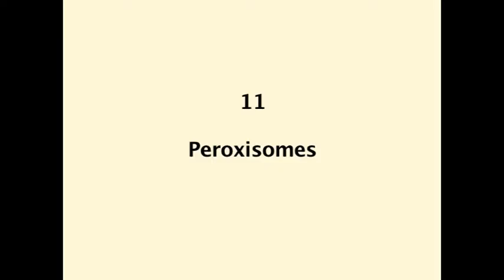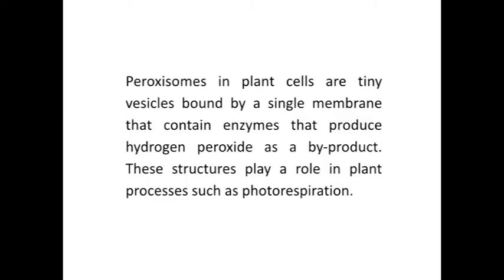The next feature is the presence of peroxisomes. Peroxisomes in plant cells are tiny vesicles bound by a single membrane that contain enzymes that produce hydrogen peroxide as a byproduct. These structures play a role in plant processes such as photorespiration.